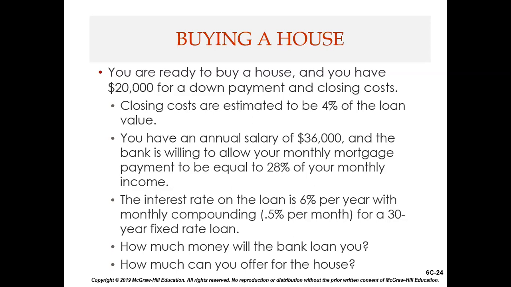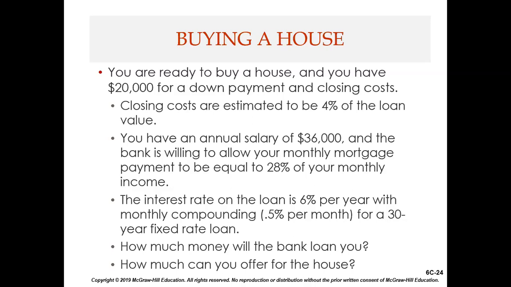Future value should be 0. Loan payments always begin at the end of the period. That's the norm. So let's arrow back up and solve for present value. And I get $1,681,259.47. So that's how much they're willing to loan.